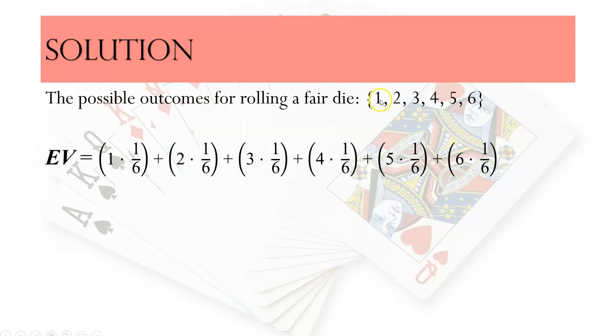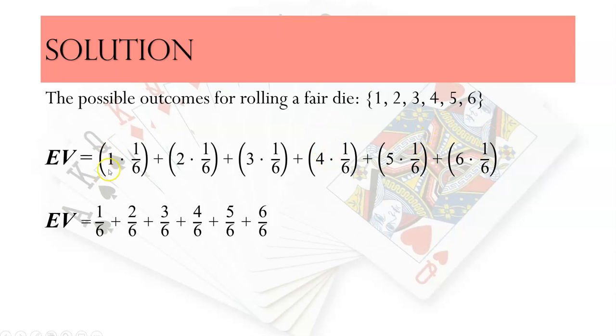So if I roll 1, 1 becomes the event, and I have a 1 out of 6 probability of rolling a 1. Plus, the next outcome that could happen, or the next event, would be a 2. There's a 1 out of 6 chance of rolling a 2. Or I could roll a 3. I have a 1 out of 6 probability of rolling a 3, plus 4 times 1/6, plus 5 times 1/6, plus 6 times 1/6. All of the possible outcomes have been accounted for, and their corresponding probabilities are multiplied.